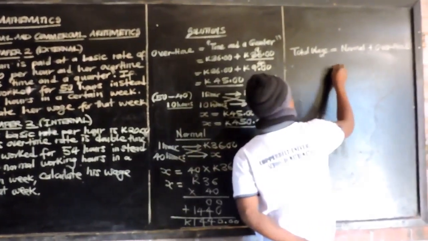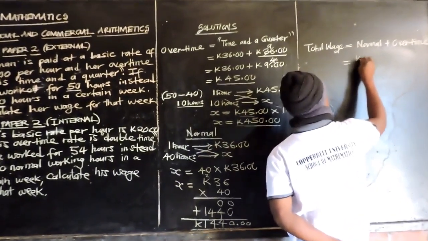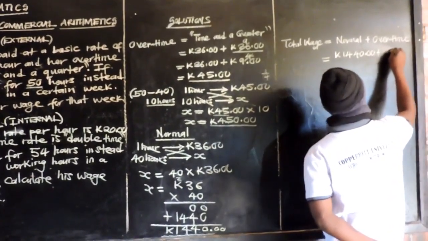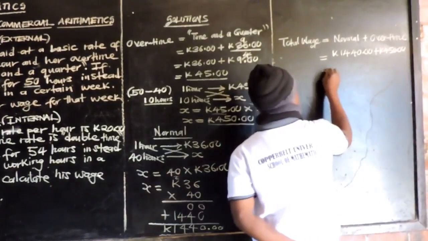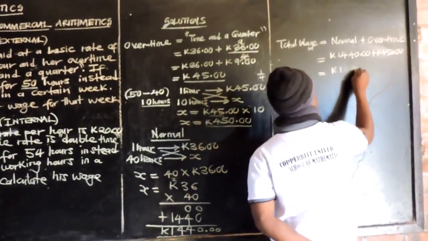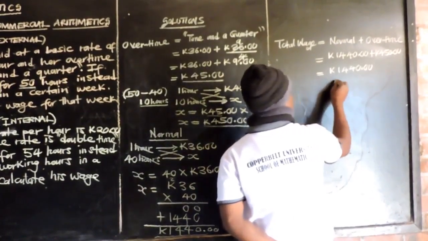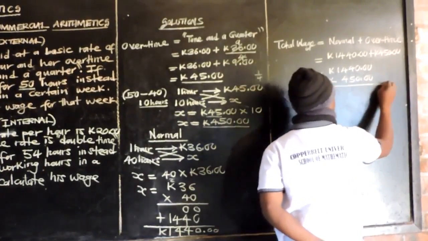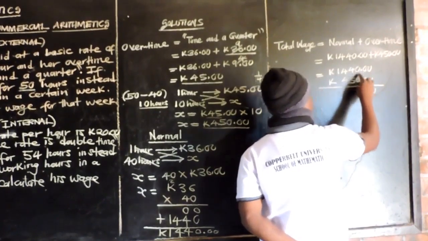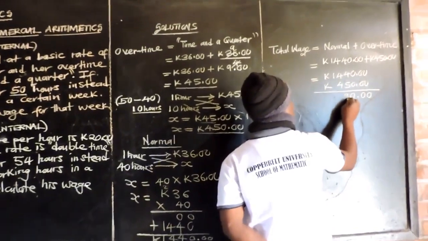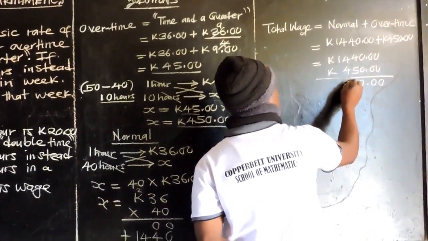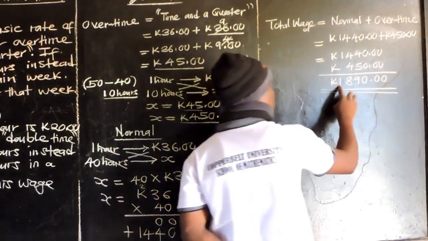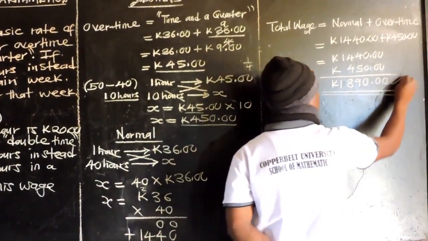Are we together, people? So what is our normal? Our normal is 1,440 plus our overtime is what, people? 450. So adding these, we have 1,440 plus 450 kwacha. Are we together, people? So we can now add. These are going to give us 0, right? Then 0 plus 0, 0. Then 5 plus 4 gets 9. 4 plus 4 gets 8. Then 1 plus 0 gets 1. So this is our total wage, which is how much? 1,890 kwacha. This is our total wage.